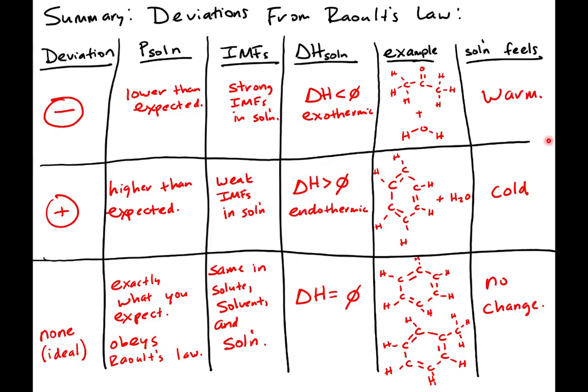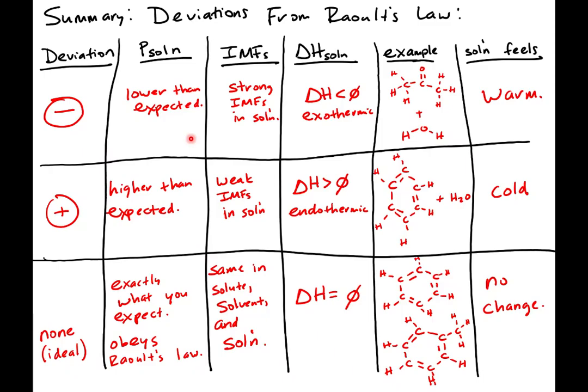So let's say that I'm at this party and all of a sudden a group of really good friends of mine that I haven't seen for a long time comes in. These are people that I get along with really well. So we have pretty strong IMFs when we're together in the solution. We really enjoy each other's company. And by them coming into the party, I'm more likely to stay at the party for longer, right? So that's another way of saying the vapor pressure of the solution is going to be lower than what you expect. I'm going to stay in the solution. I'm going to stay at the party for longer than you would expect.